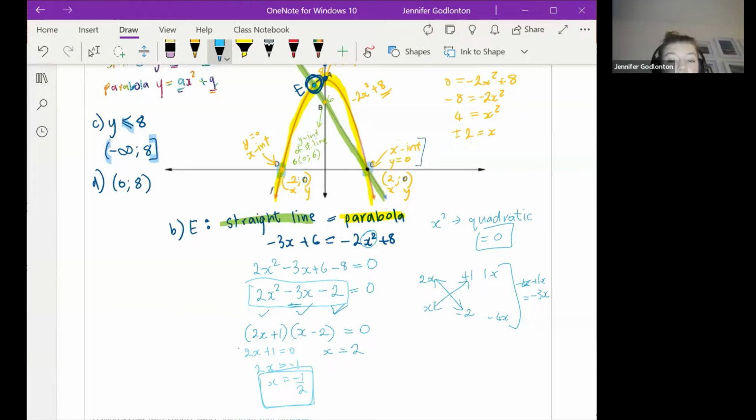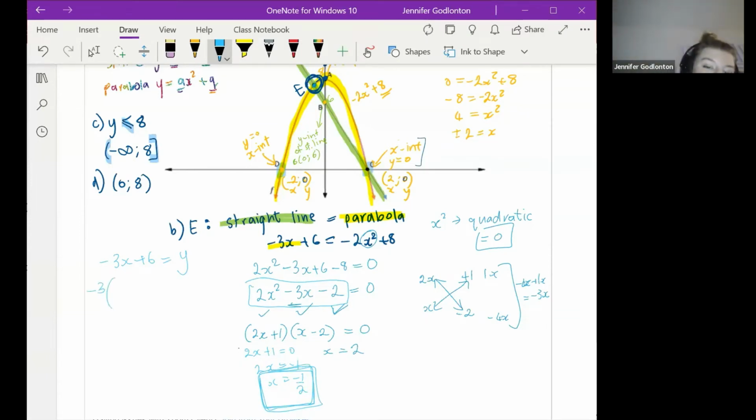Now, they asked us for the coordinates of E, and this is just the first part. Now we've just found what x is, so now we have to find what y is. You can sub it into any equation. So I'm going to choose my straight line graph because it's a bit easier. So I'm going to say -3x plus 6 is equal to y, because that's my straight line equation. And I'm going to sub in this value for x.